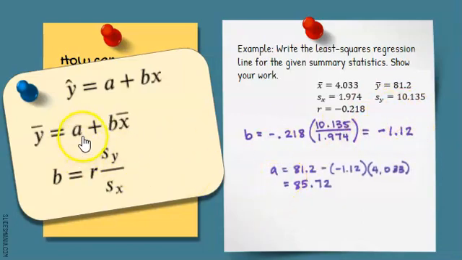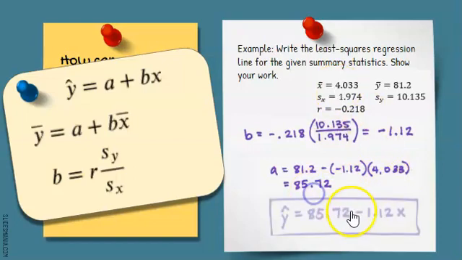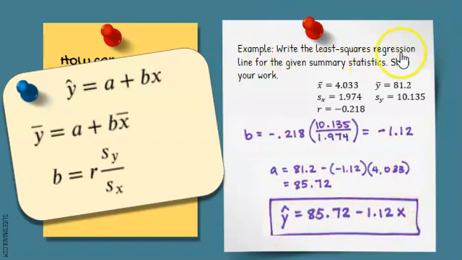I need this value to solve for a. For a, all I've done is rearrange this equation. I've subtracted b x bar from both sides. So I have y bar, 81.2, minus b, which we just found, times x bar, which they gave us. And that gives us an a value. Now we know what a and b are in our equation, and we can plug them in as such. This one has no context, so we can just leave it as x and y.